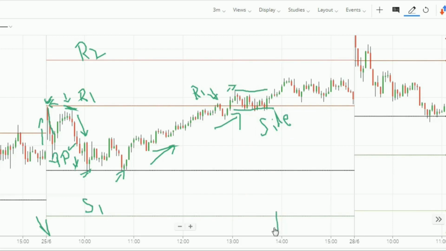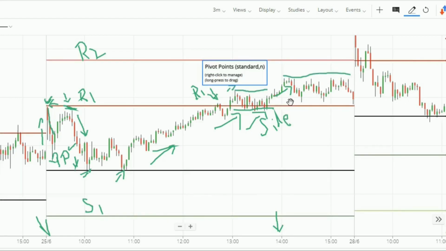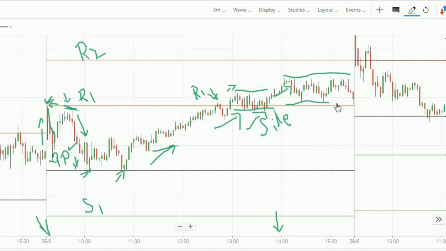Somewhere around 2 o'clock or quarter to 2, the market gave a clear breakout in this situation. However, there is some resistance here, and then the price of the stock is taking support here also. So again, the market started behaving sideways.